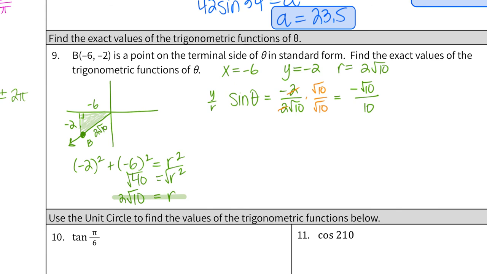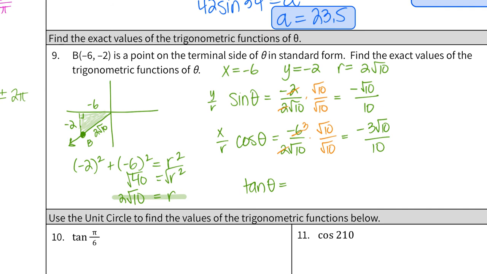Okay, let's do cosine. So cosine theta is x over r. So we would do negative 6 over 2 square root 10. So same thing, we need to simplify and rationalize. 6 over 2 would simplify to just 3, but then we need to multiply by square root of 10 top and bottom. So we get negative 3 square root of 10 over regular 10. Okay, tangent is y over x. So we would have negative 2 over negative 6, but that will simplify into a positive 1/3.